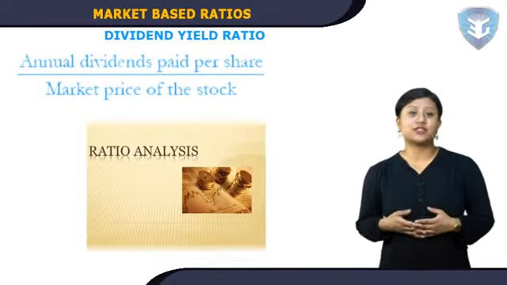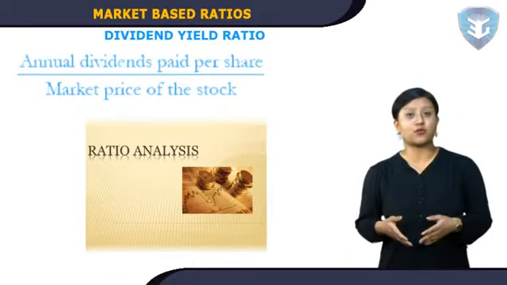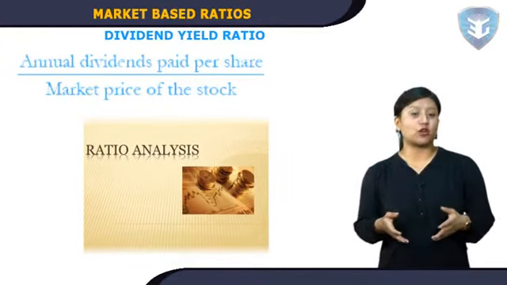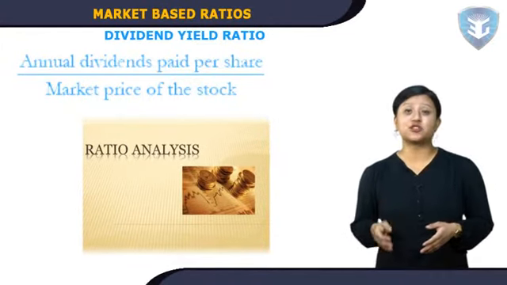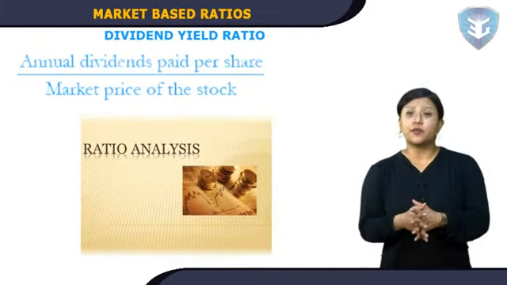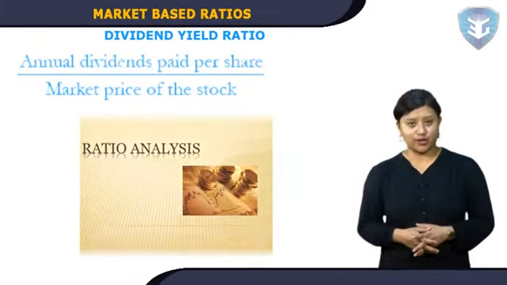Divide the annual dividends paid per share of stock by the market price of the stock at the end of the measurement period. Since the market price of the stock is measured on a single date and that measurement may not be representative of the stock price over the measurement period, you may consider using an average stock price.